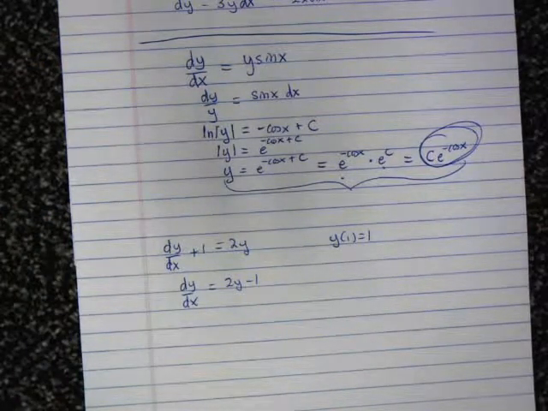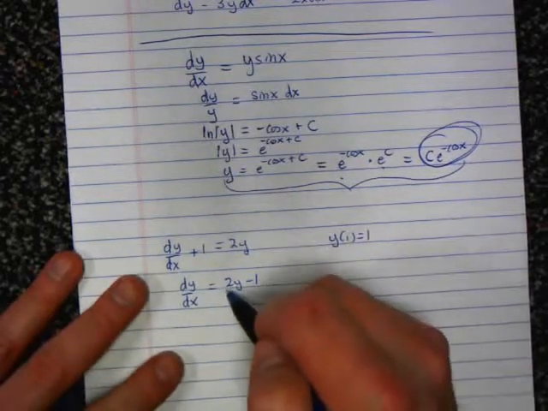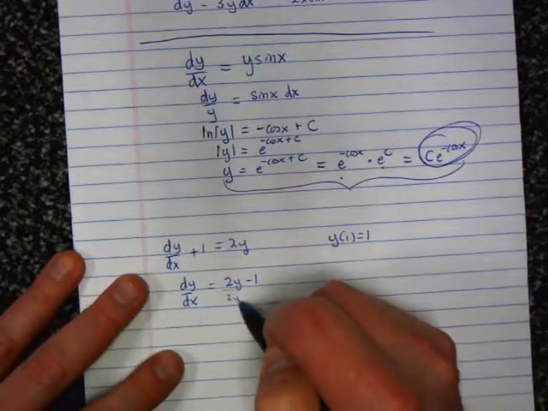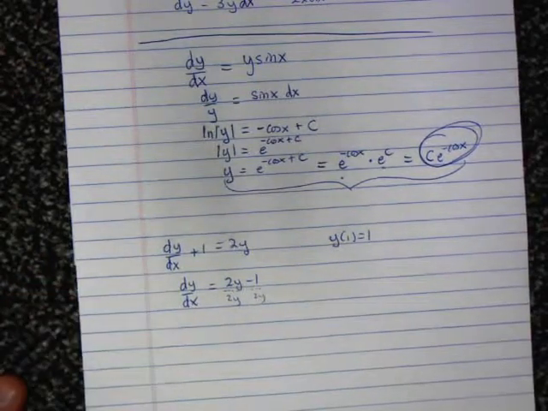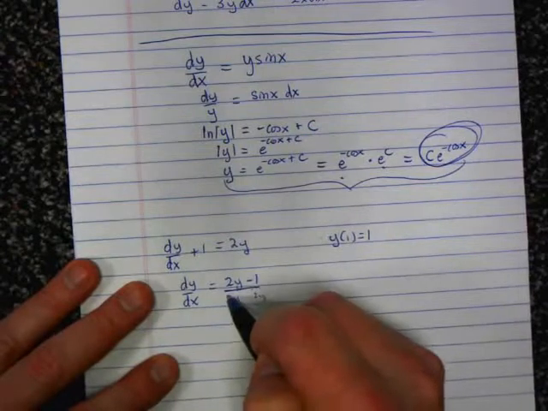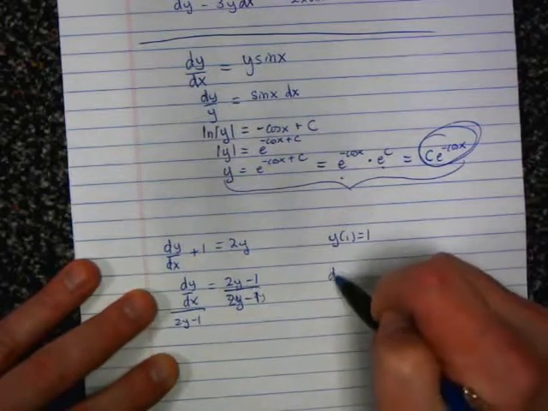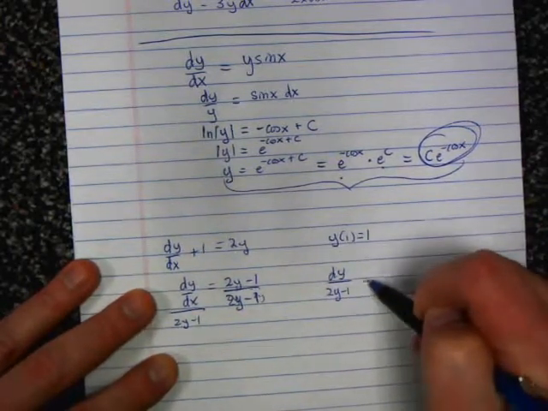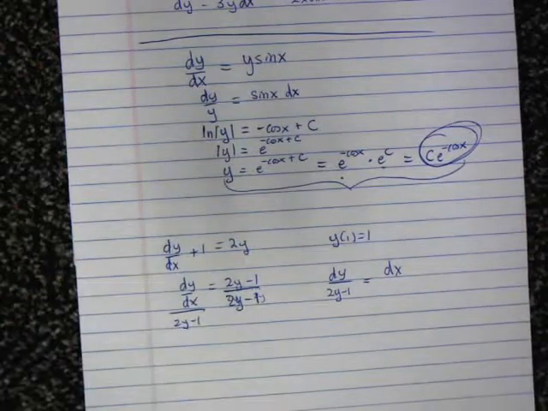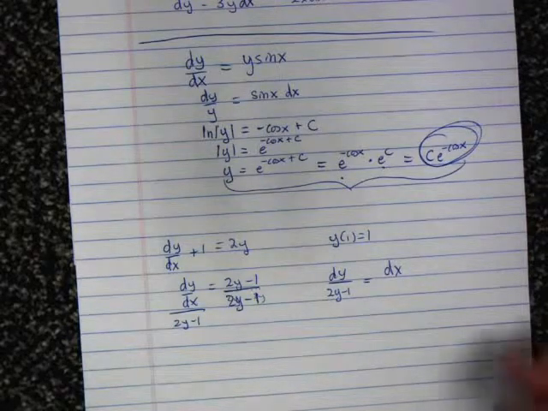And then how do I separate my variables? Multiply by dx and divide by 2y. I have to divide by the whole thing. Because if I divide just by 2y, I would have to divide by 2y there, and I'd have to divide by 2y there. So that's not going to help. What you need to do is divide the entire thing by 2y minus 1 on both sides. So we're going to have dy over 2y minus 1 equals dx. We multiply by dx, and we have to divide by the entire 2y minus 1.